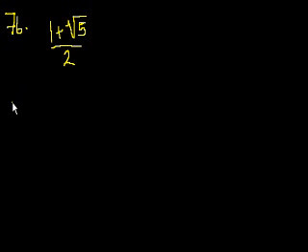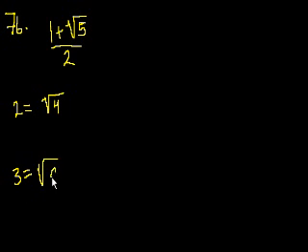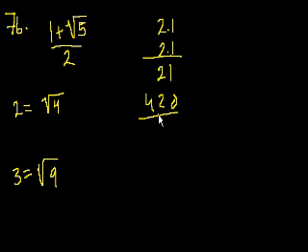So this 2 is equal to the square root of 4, right? Or 2 squared is equal to 4. 3 is equal to the square root of 9. So the square root of 5 is going to be a lot closer to 2. Even if we said, let's see, what's 2.1 squared? 2.1 times 2.1. You get 21.0. 2 times 21 is 42. So then you get 4, 4, 1. So 2.1 squared is 4.41.